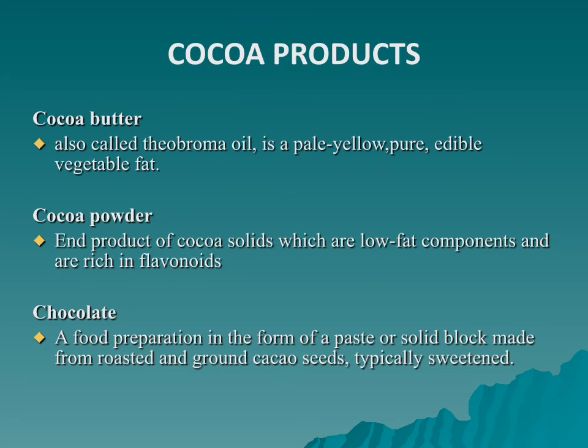The cocoa butter is also called theobroma oil, which is a pale yellow, pure, edible vegetable fat. Cocoa powder is the end product of cocoa solids, which are low fat components and are rich in flavonoids. This cocoa powder is used in chocolate preparation, which is typically sweetened.